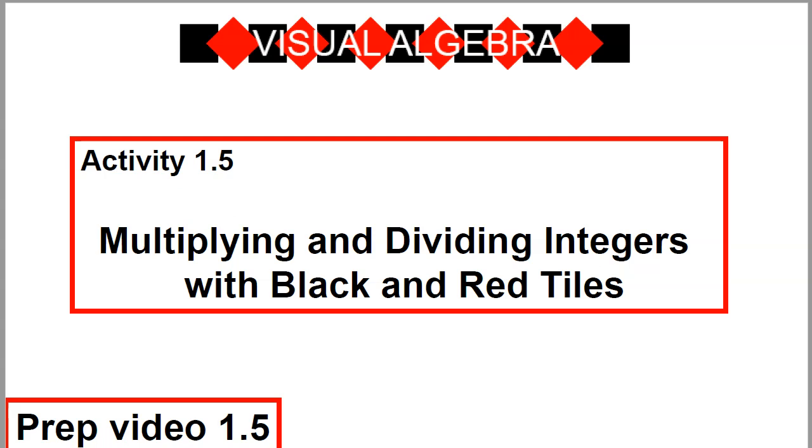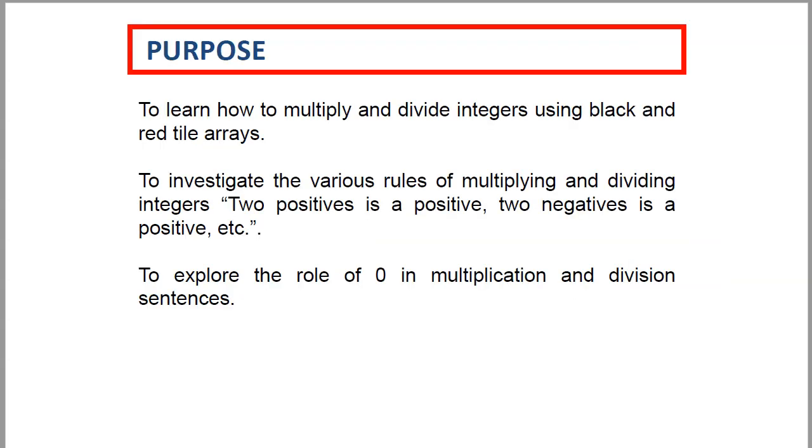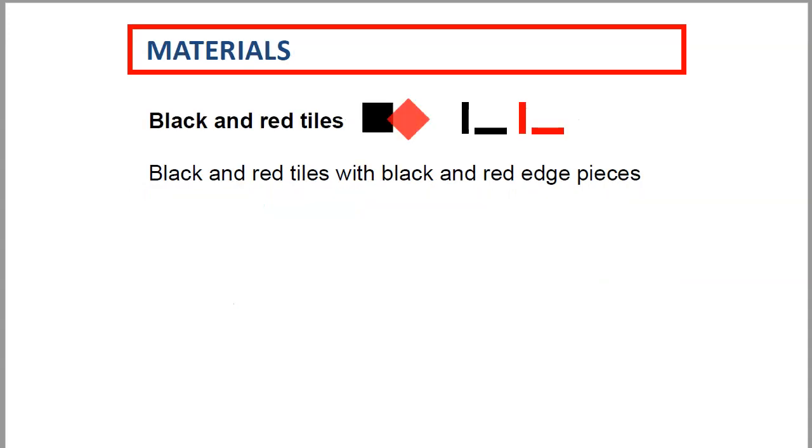This is the video introduction to Activity 1.5, Multiplying and Dividing Integers with Black and Red Tiles. The purpose of this activity is to learn to multiply and divide integers using black and red tile arrays, to investigate the various rules of multiplying and dividing integers: 2 positives is a positive, 2 negatives is a positive, etc. And also to explore the role of 0 in multiplication and division sentences.